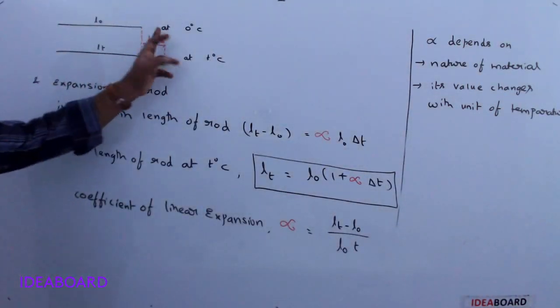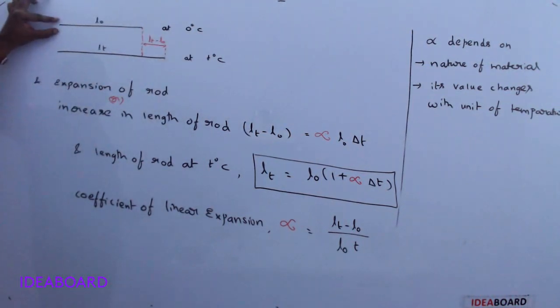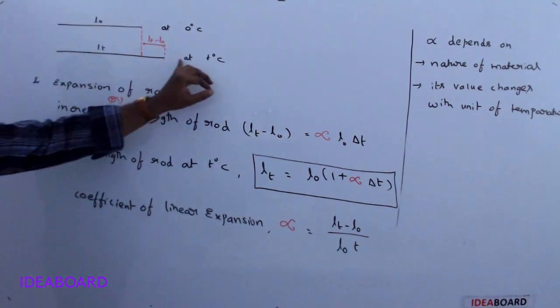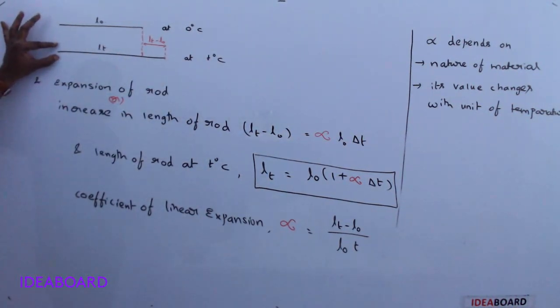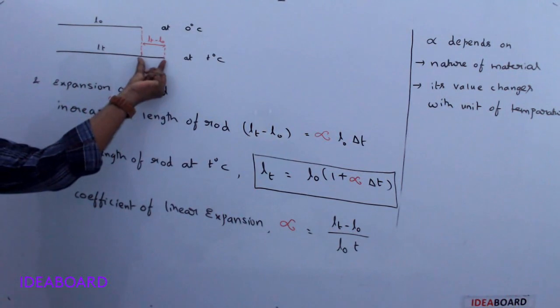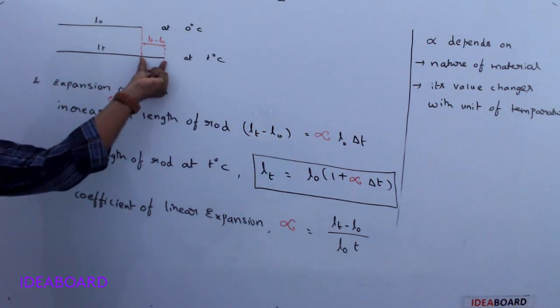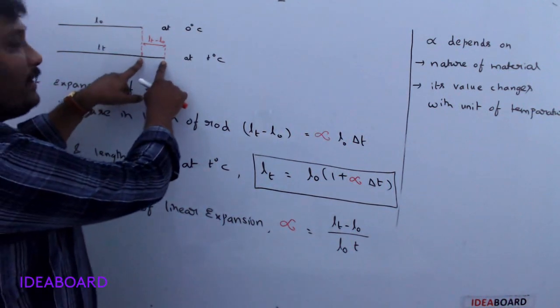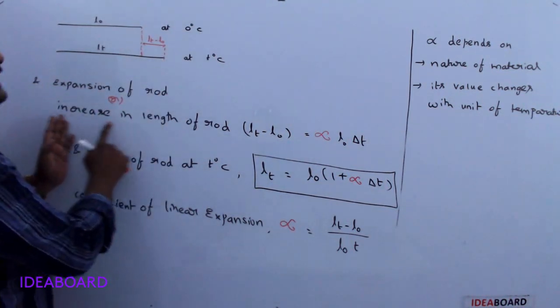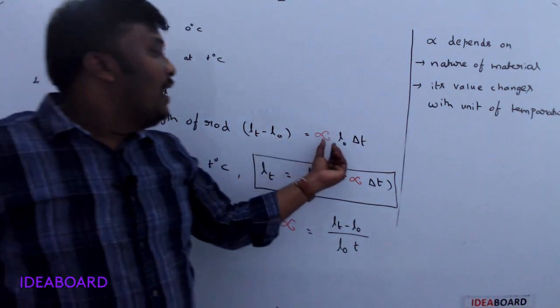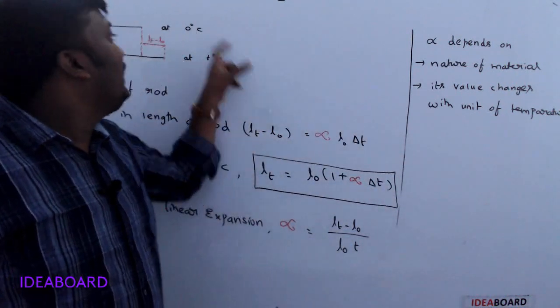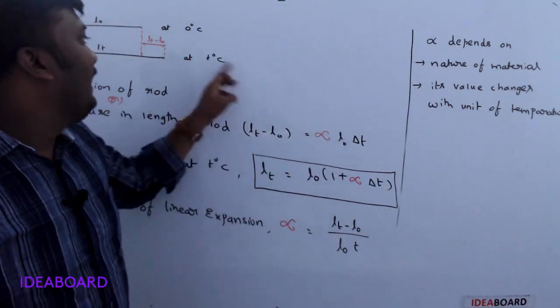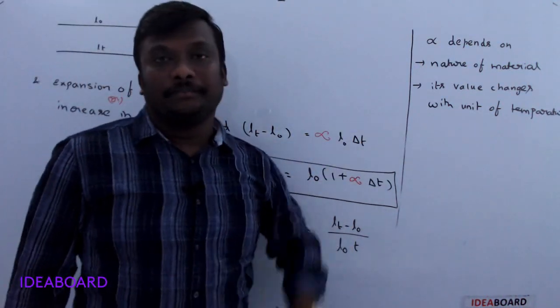See here, at 0 degree Celsius, the length of the rod is taken as L0, and on raising the temperature up to T degree Celsius, the length of the rod becomes LT. So the expansion of the rod is nothing but LT minus L0. Only this part expanded. So the increase in length of the rod is equal to alpha L0 delta T. Here delta T is nothing but the variation in temperature. You may write T minus 0 as T.